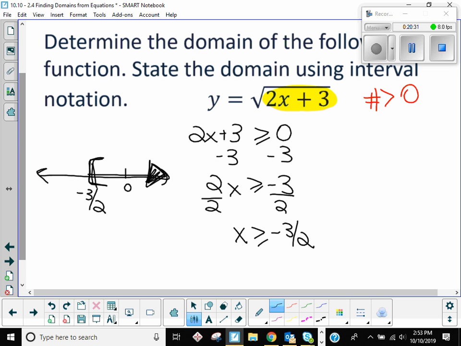Absolutely. But if you tested something to the left of here, like let's say you tested negative 4, if you put negative 4 in there for x, you would get the square root of negative 8 plus 3, which is negative 5. That breaks the function, okay?